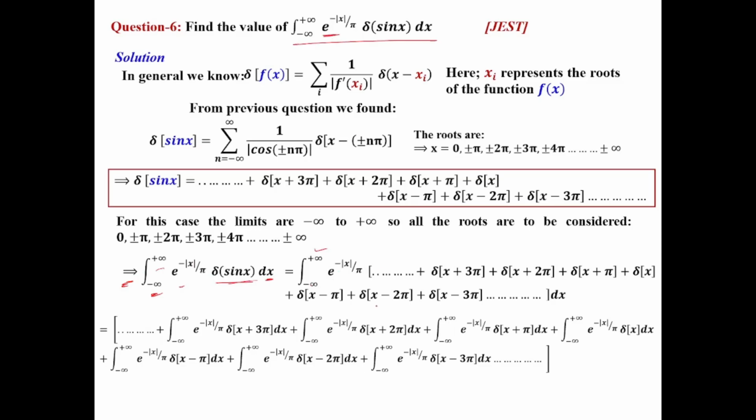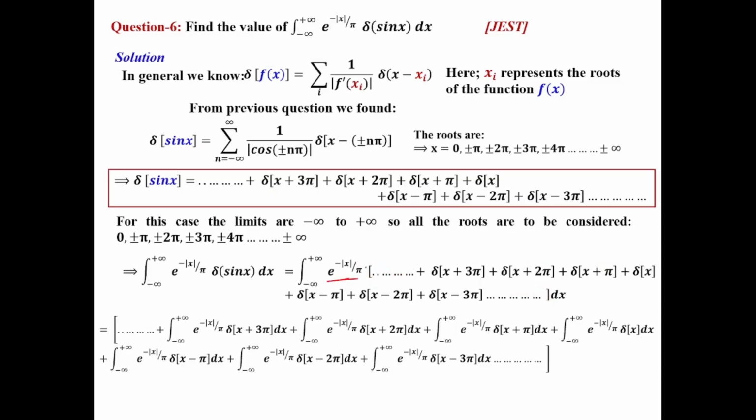This function as such I have written over here. Delta sin x value I have just written over here, bracket starts, bracket ends, and all the values I have written. Delta x plus 3 pi, x plus 2 pi, x plus pi, delta x minus pi, delta x minus 2 pi, delta x minus 3 pi, and so on. Right, so likewise, from this we can get an infinite number of terms.